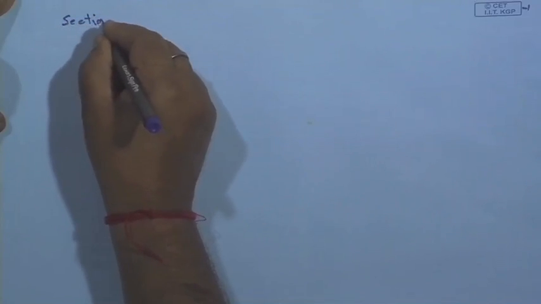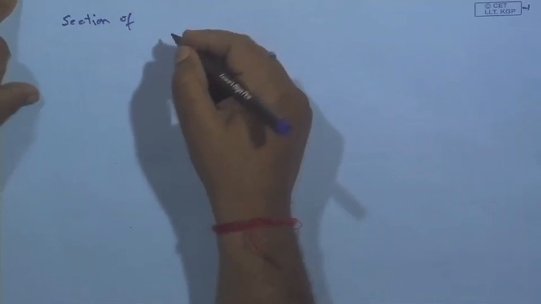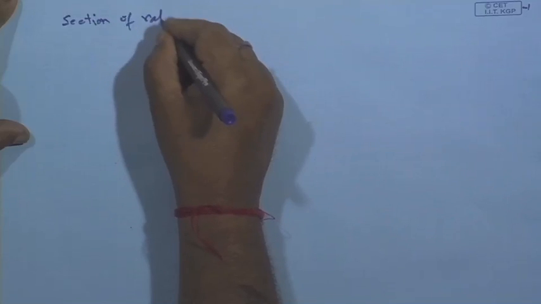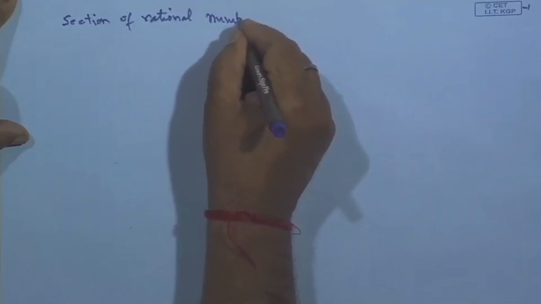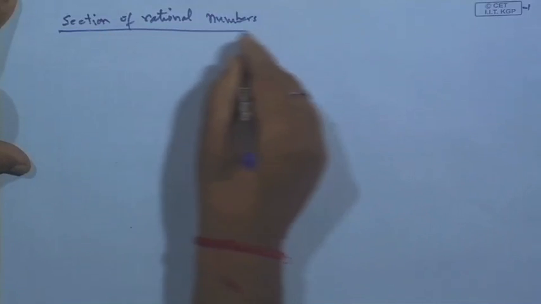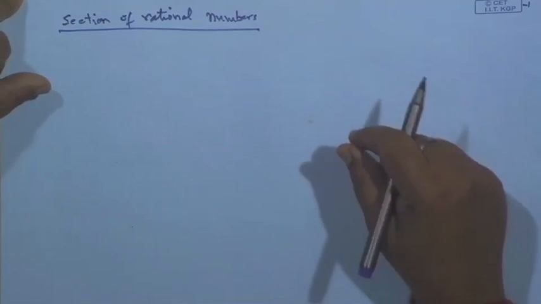Okay. So, today we will start with the section of rational numbers, or we also call it the cut of rational numbers.